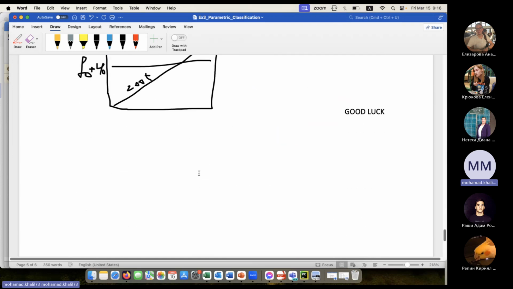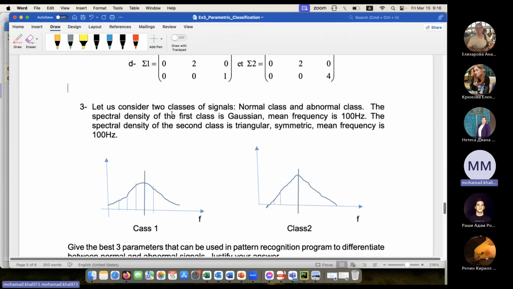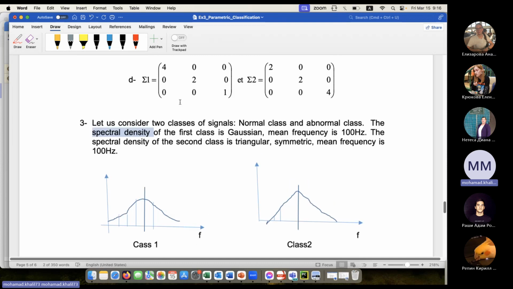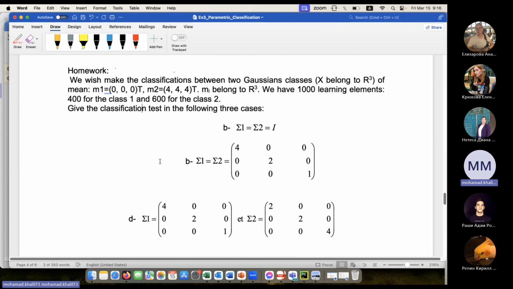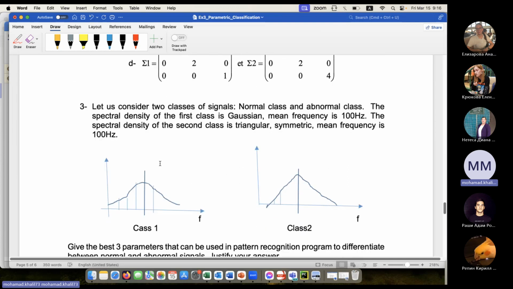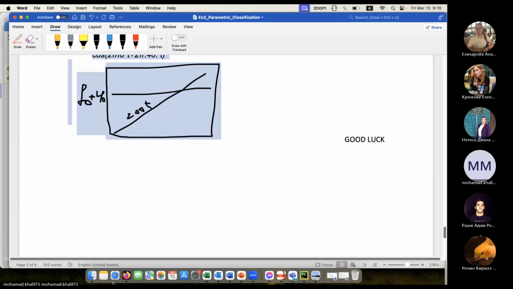The last exercise. Let us consider two classes of signals: normal class and abnormal class. The spectral density of the first class is Gaussian. Look, the spectral density is not related to anything of this. It is not machine learning. I will delete this one, and this one also.